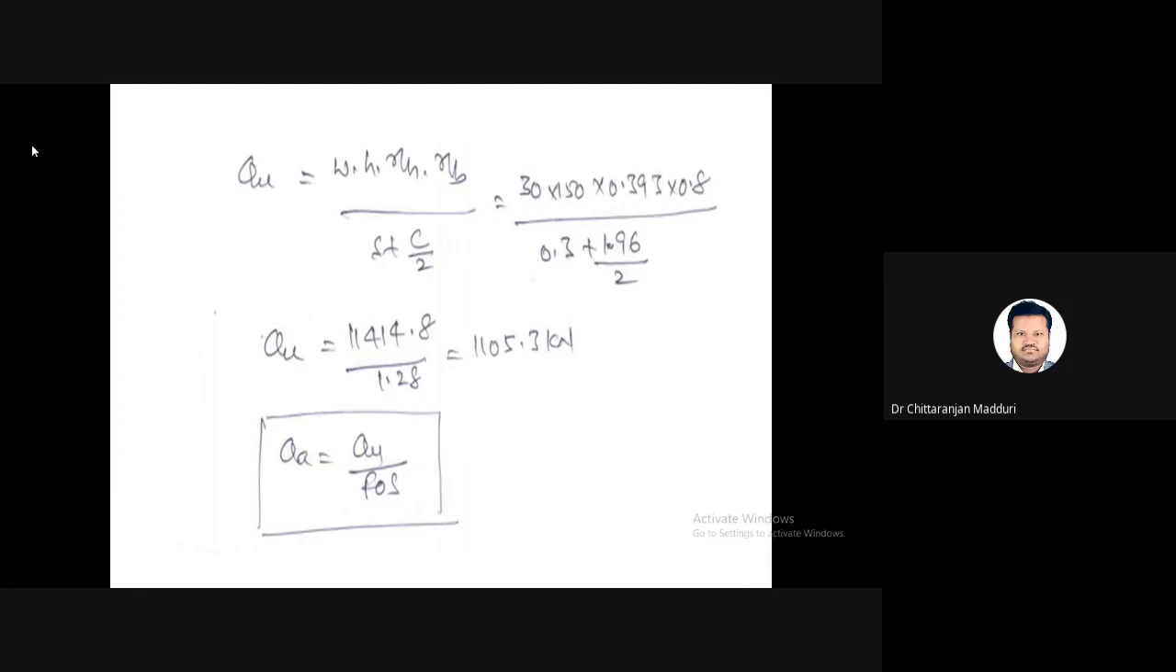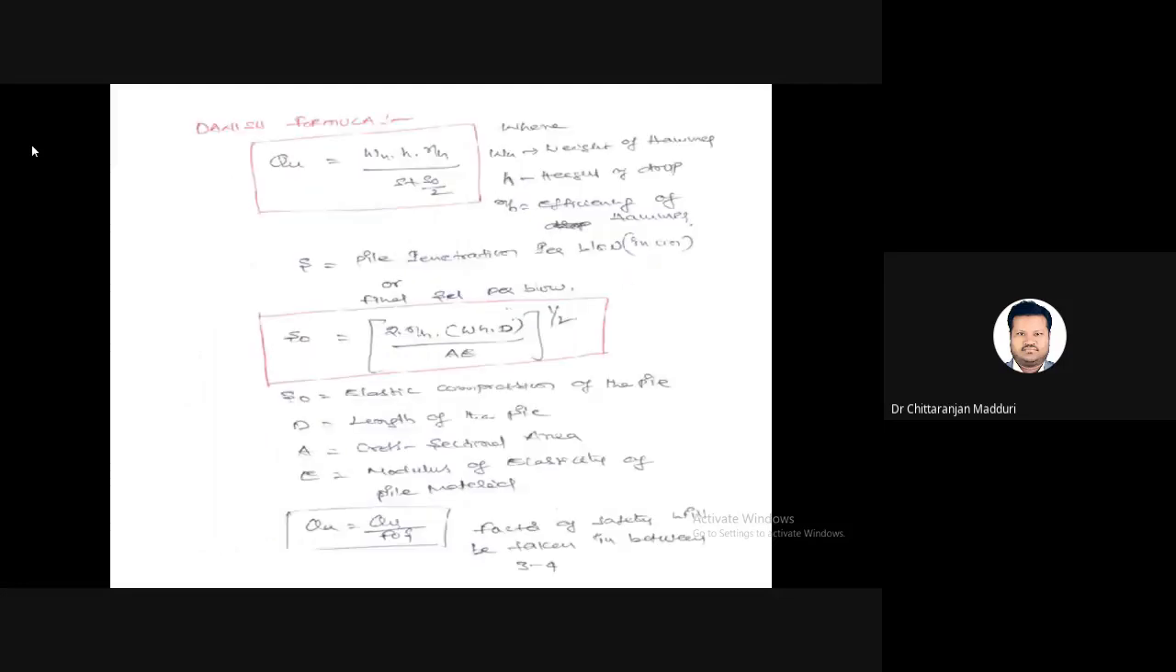Allowable load equals ultimate load divided by factor of safety. So the last one is Danish formula. In the Danish formula, ultimate load equals weight of hammer into height of fall. The product of these two is known as rated energy, into efficiency of hammer, by set value S plus S naught. S naught is known as elastic compression of the pile, S naught divided by 2.